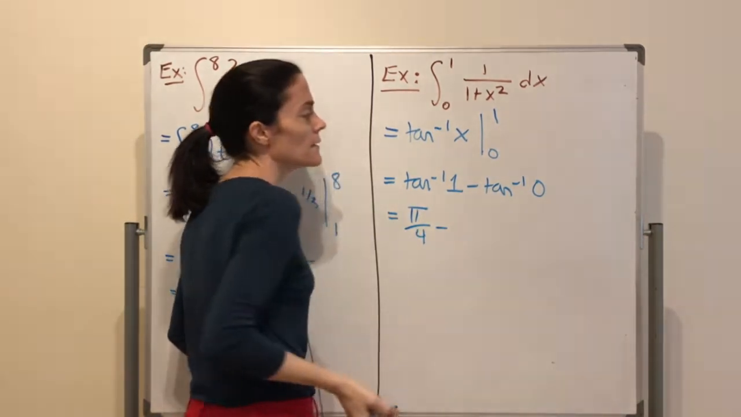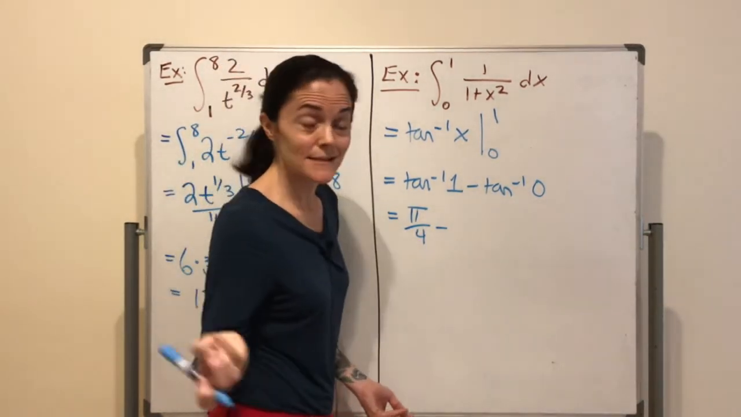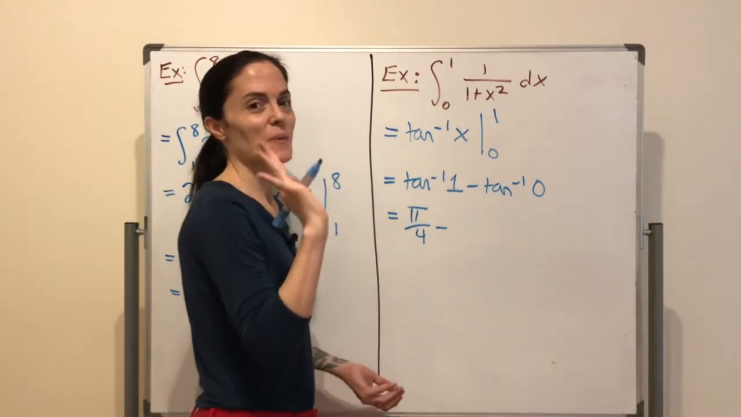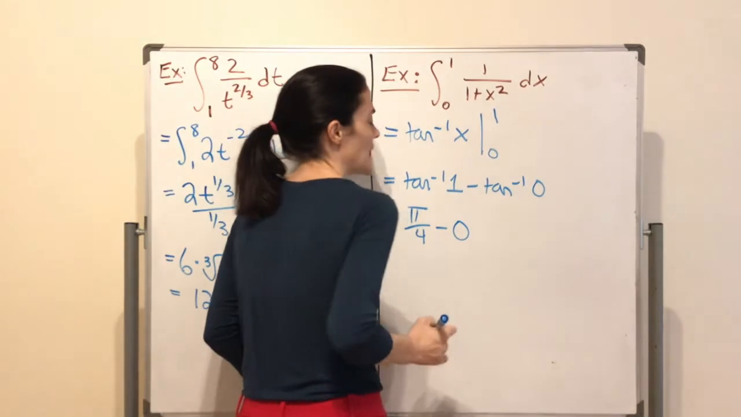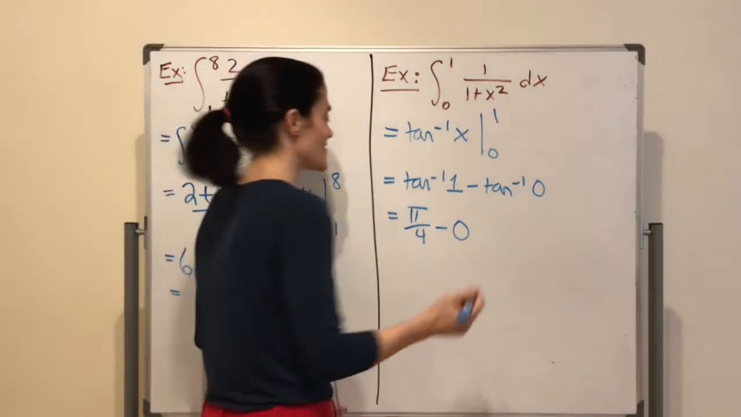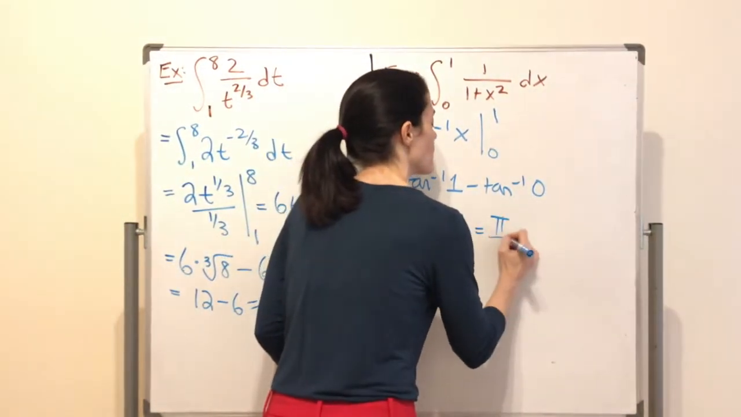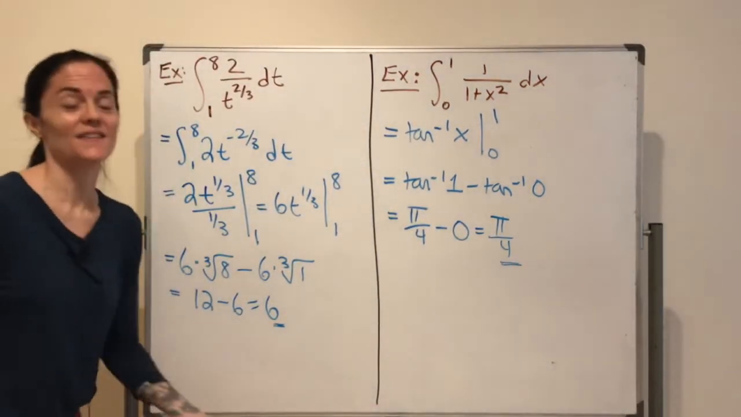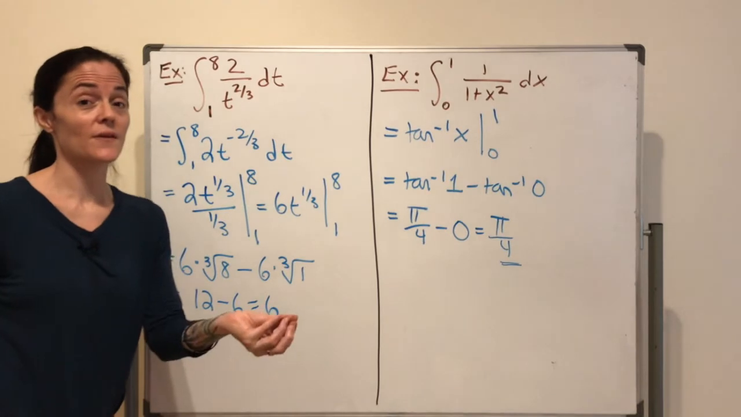And then here, this says the tangent is 0, or equivalently sine is 0, and you're between minus pi over 2 and pi over 2. That happens where the angle is 0, so we get pi over 4 here. Okay, so here are two definite integrals that we used the fundamental theorem of calculus for.